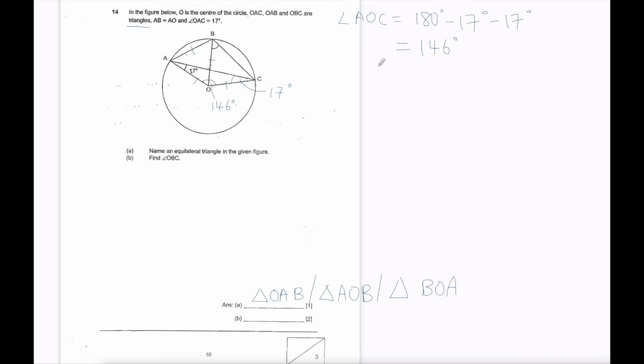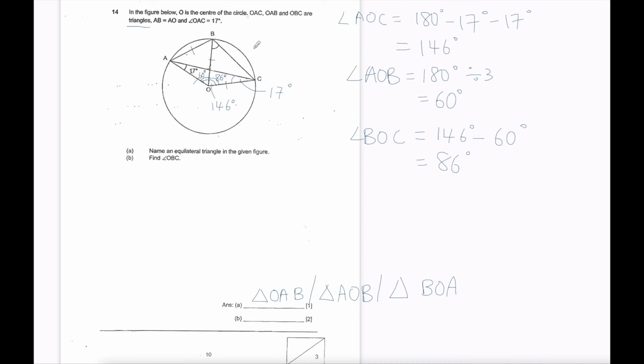AOB is part of an equilateral triangle, correct? So I just need to take 180 divided by 3. I'm going to get 60 degrees. Got it? And what's BOC? If this is 60, my BOC will be equal to 146 degrees minus 60 degrees. And we're going to get 86 degrees. So this is 86. A bit cramped, but I hope you guys can see it.